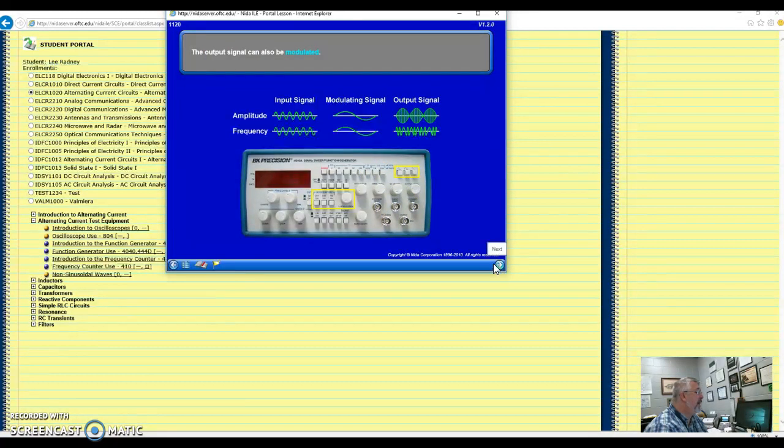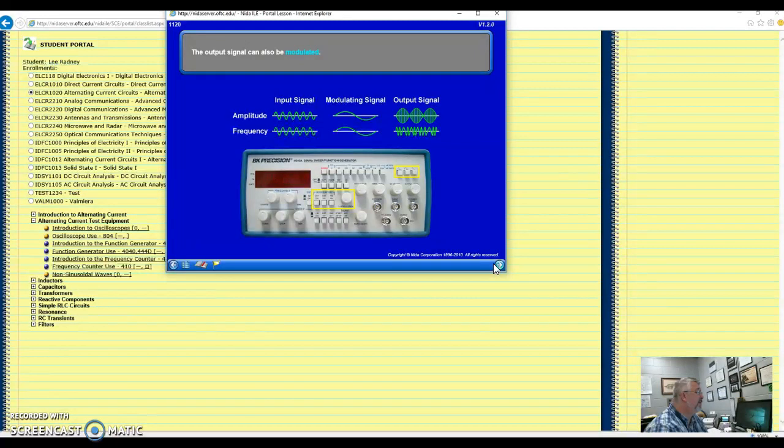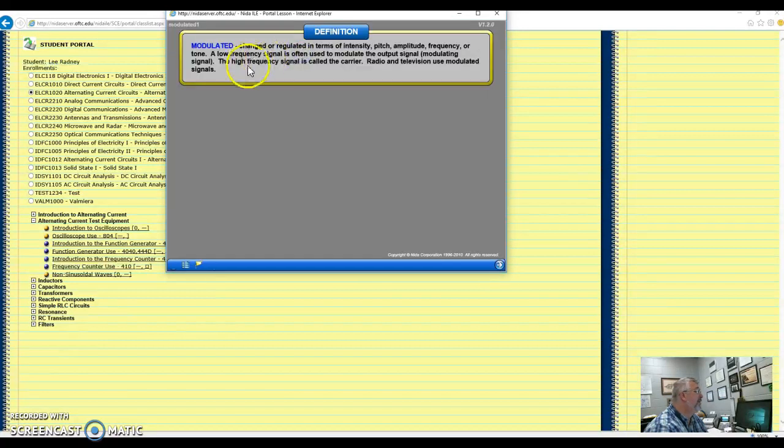Signal can also be modulated. You can see here an example of that modulated signal. We take the input signal, the amplitude and frequency, we ride it on top of another wave, and it creates something like we see here. Unless you're getting into communication, it won't work with modulation much, but basically that's marrying two signals together, for lack of a better term.